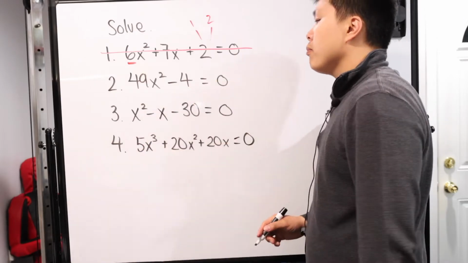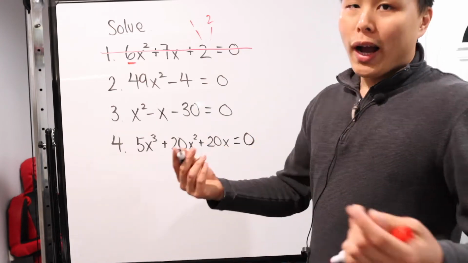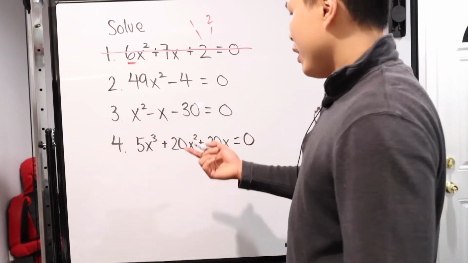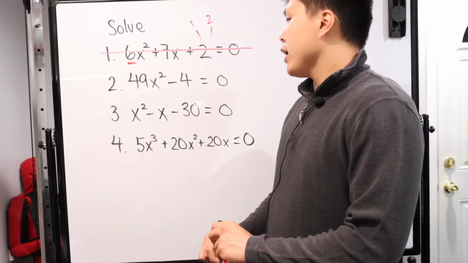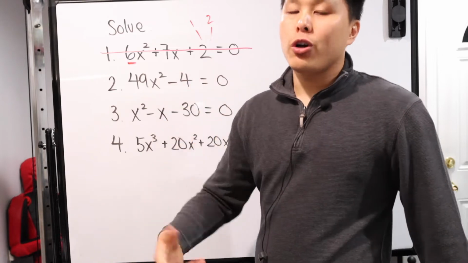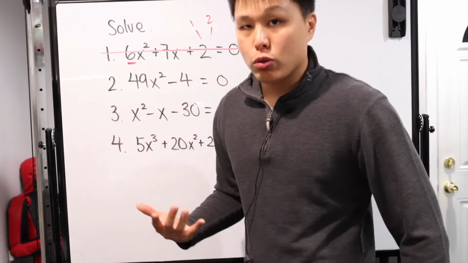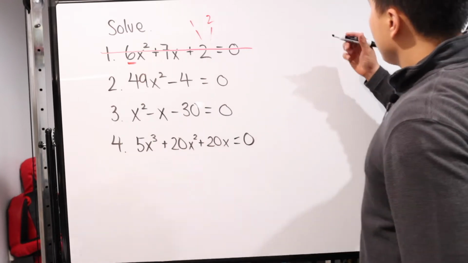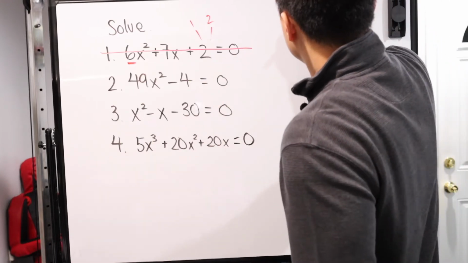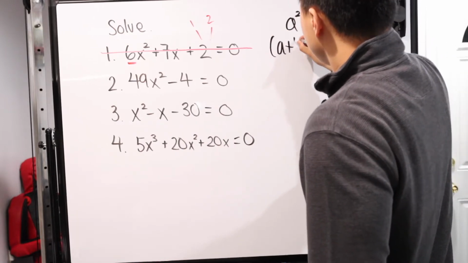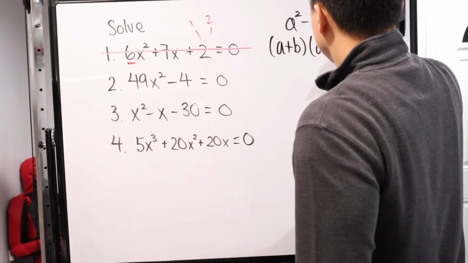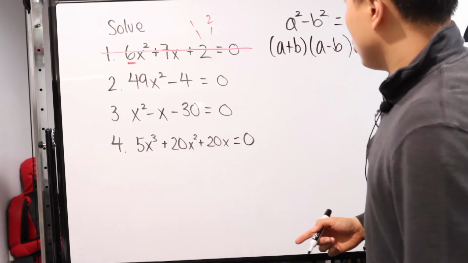Let's look at the second problem. We have 49x squared minus 4. Now here's the thing. This is one where I honestly think it's actually pretty cool. If you commit it to memory, that's great. If not, that's entirely fine. But just know that usually if you have a quadratic, right, and there's no middle term, that means the middle terms somehow canceled each other out. So a good one to know is just basically a squared minus b squared is equal to a plus b times a minus b, where a and b is basically whatever term you want it to be, right?